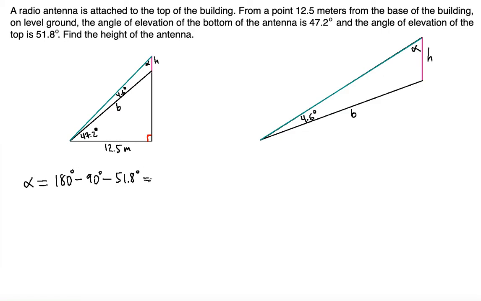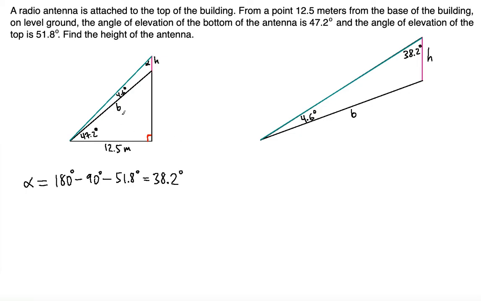And the calculator, let's see what that gives us. That's 90 minus 51.8, 38.2 degrees. Okay, so we got that value. So we can already correct that, and we can edit that and write 38.2 degrees.